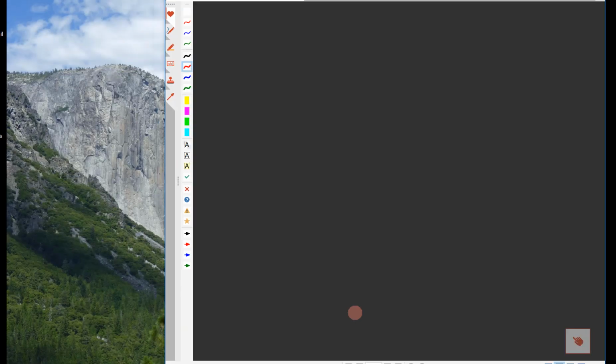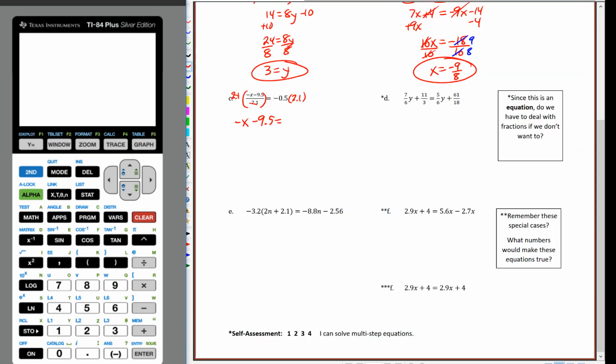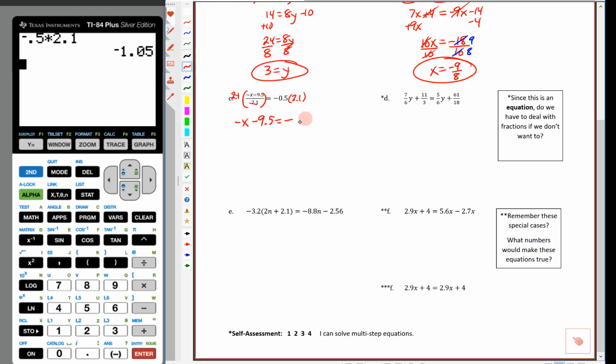So I'm going to shrink this down, bring up that calculator, and let's see. So I've got negative 0.5 times 2.1. Hit enter. We've got negative 1.05. We would expect it to be about half the size of 2.1, and a negative times a positive is a negative, so kind of confirms what we would suspect here. So this is negative 1.05.